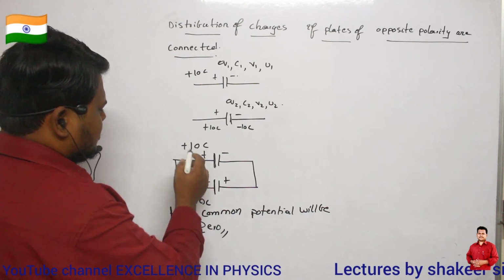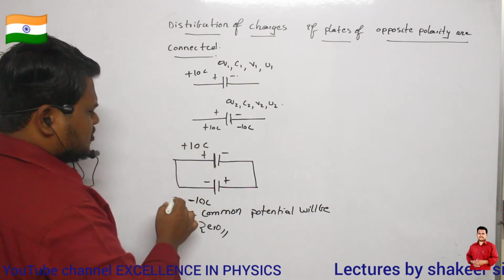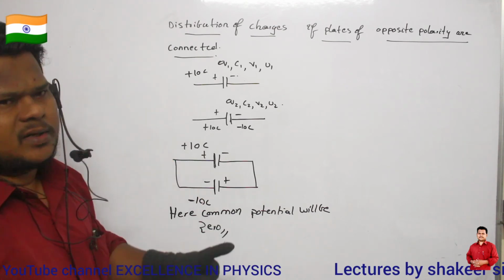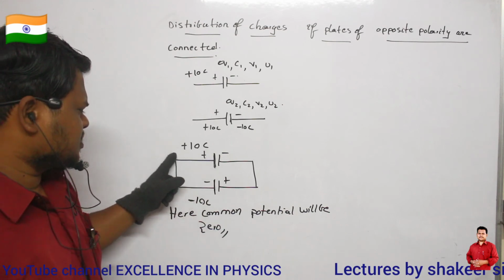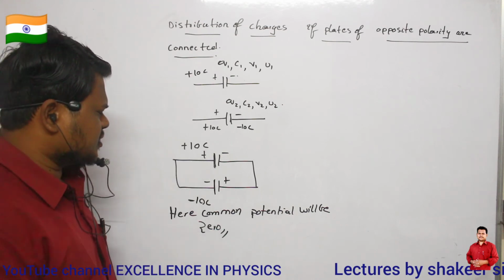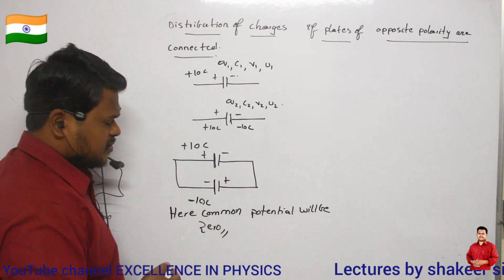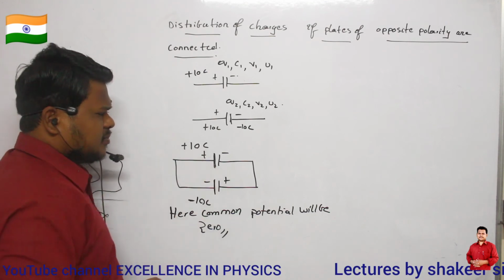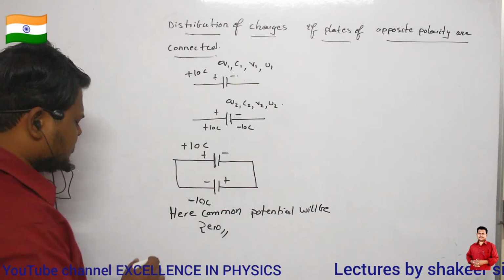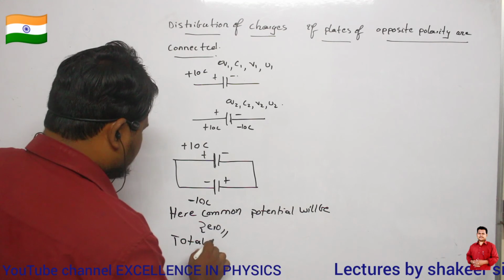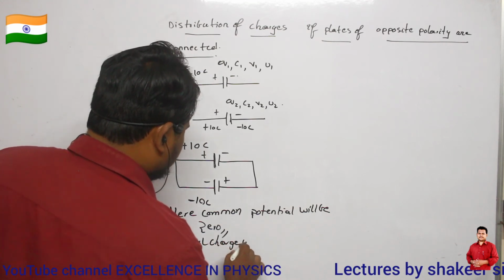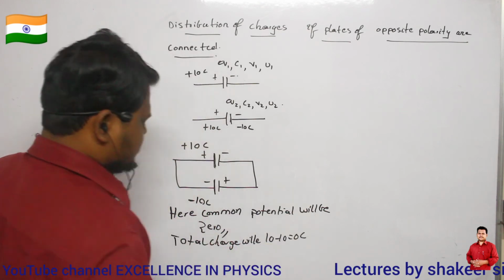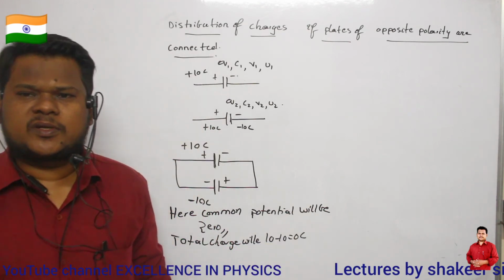The reason is very simple. Plus 10 coulombs and minus 10 coulombs will get cancelled with each other. So the plates will become neutral. So this total plus 10 coulombs of charge is going to transfer to the negative plate, or we can say the total minus 10 coulombs of charge will be transferred to the positive plate. So total charge will be how much? 10 minus 10 is equal to 0 coulombs. 0 coulombs of charge will be present on each plate.